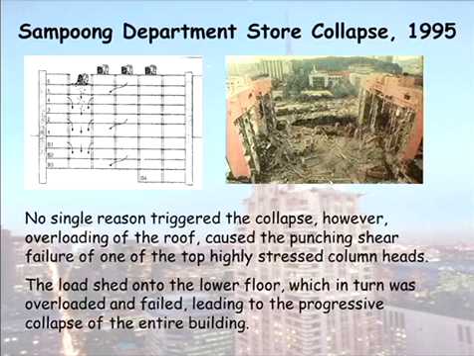What happened? Once again, no single reason triggered the collapse. However, overloading of the roof caused the punching shear failure of one of the top highly stressed column heads. The load then shed onto the lower floor, which in turn was overloaded, leading to progressive failure of the entire building. So what we had was a department store that the owner wanted to expand.